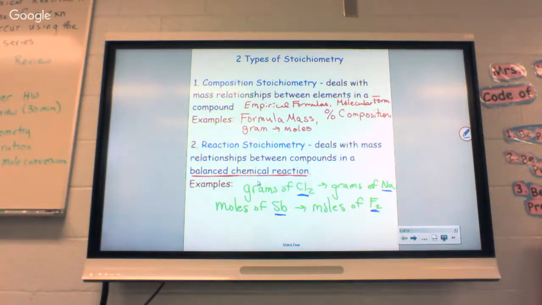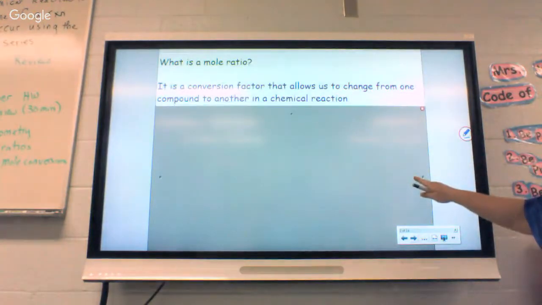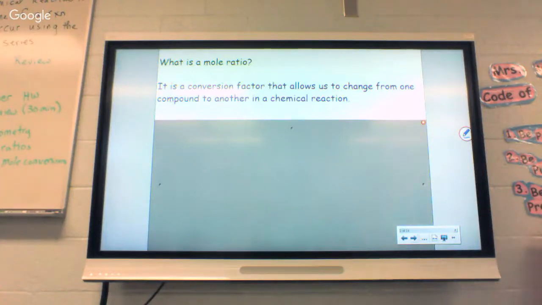Now, in order to do this, we only need one new skill. Okay? One new skill is all we need. The new skill we need is this. We need to learn how to write a mole ratio. Once we've learned to write a mole ratio, this will take us about 5 to 10 minutes. And once we have, we only need to learn how to work a word problem. Okay? SV, moles of F2.